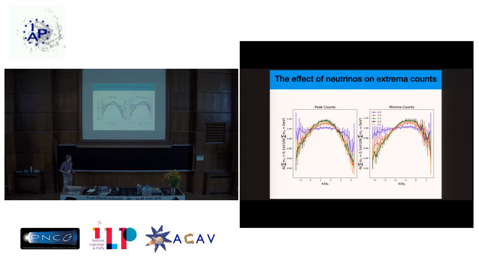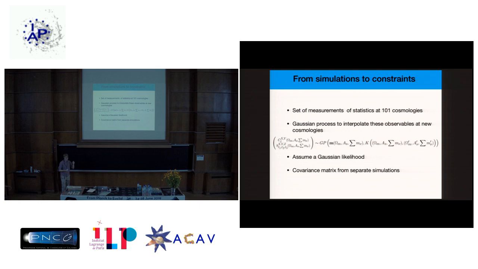So once you've measured these statistics at all of your different cosmologies that we simulated, you can then build an emulator. In this case, we've used a Gaussian process emulator to interpolate what kind of peak counts you would get at a cosmology that we didn't observe. You can then combine this with a likelihood. In this case, we've been using a Gaussian likelihood, but in ongoing work, we're exploring how we can relax this assumption. And in the case of our Gaussian likelihood, we use a covariance matrix that we generated from a separate set of simulations.